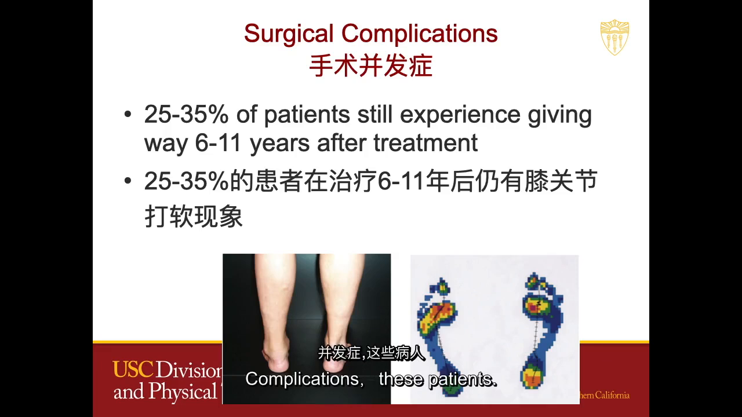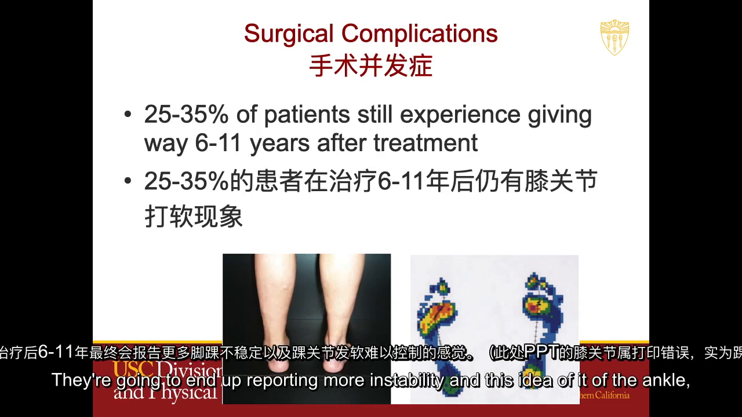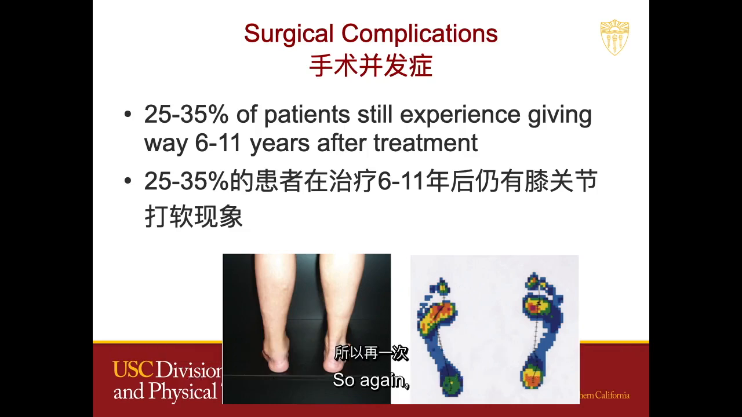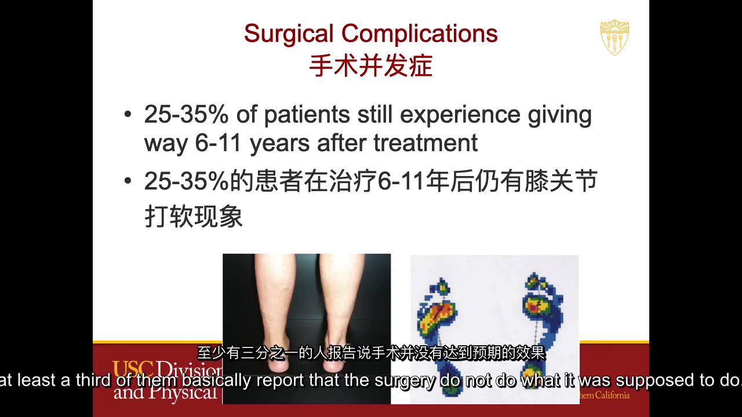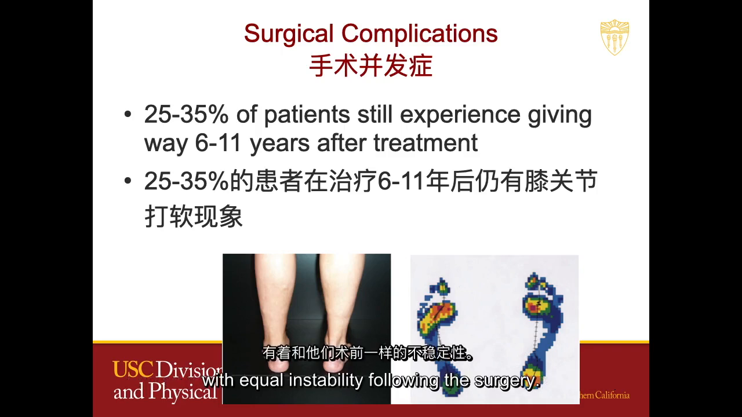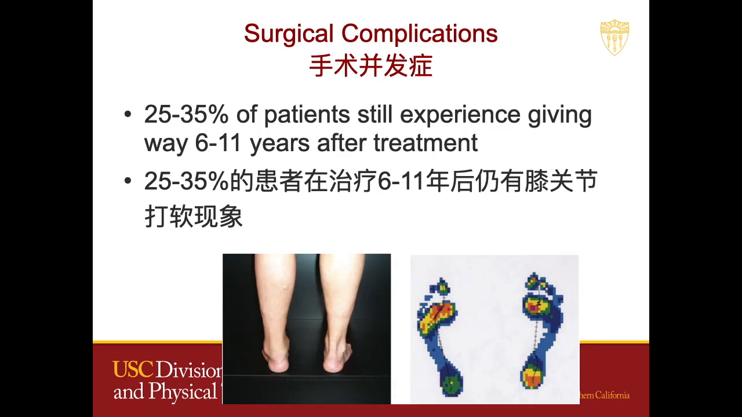Complications. These patients, oftentimes, if it was a really bad injury, or possibly a lot of chronic ankle instability, are going to end up reporting more instability, and this idea of the ankle giving way 6 to 11 years after treatment. So again, at least a third of them basically report that the surgery did not do what it was supposed to do. And so you might be seeing these patients 15 years later with ankle instability following the surgery, and so you're going to work with them pretty much like you would with one of your non-operative conservative patients.